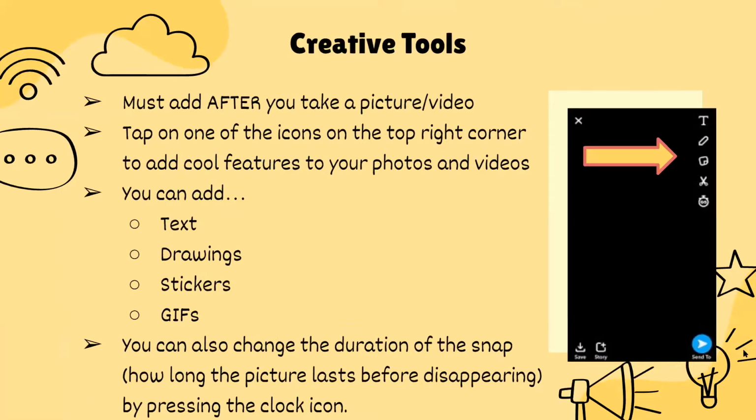Creative tools. Must add after you take a picture or video. Tap on one of the icons in the top right corner to add cool features to your photos and videos. You can add text, drawings, stickers, and GIFs. You can also change the duration of the snap, how long the picture lasts before disappearing, by pressing the clock icon.